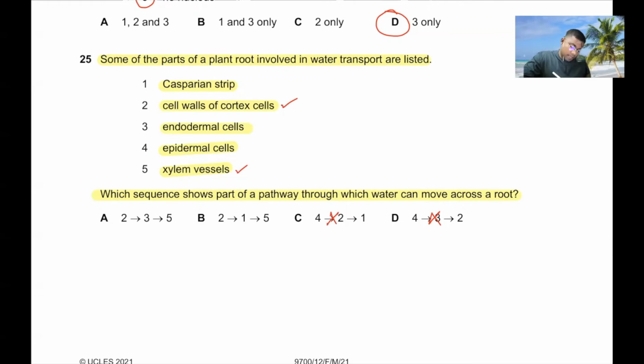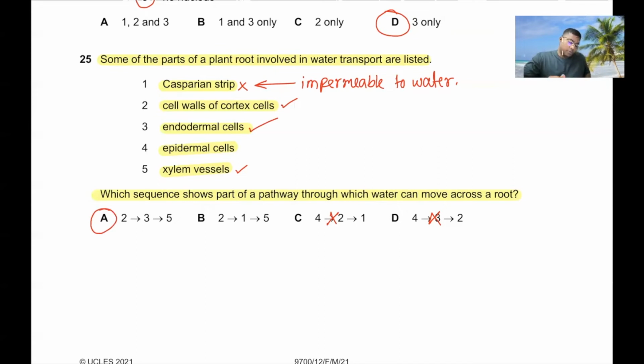And option number 3, Casparian strip, definitely not, after cell walls of cortex cells. Casparian strip is impermeable to water. It is impermeable to water. So definitely it won't allow the water to pass through there. So after that, it must enter the endodermal cells. So option A is the correct answer. 2 to 3, then to 5.